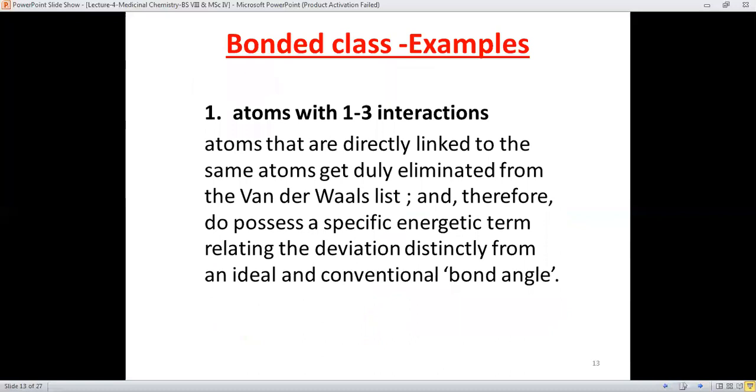Next is the bonded class, and examples are atoms which are bonded, like atoms with 1,3 interactions. The 1,3 interactions mean that the atoms that are directly linked to the same atom get duly eliminated from the van der Waals list. It means that they do possess a specific energetic term relating the deviation distinctly from an ideal and conventional bond angle.